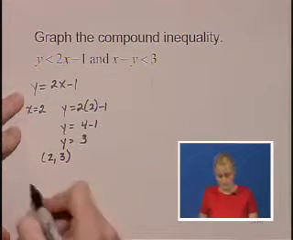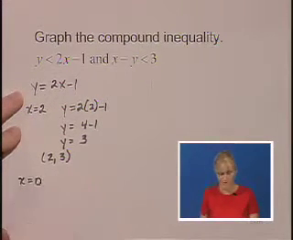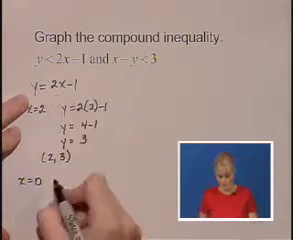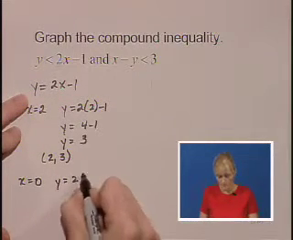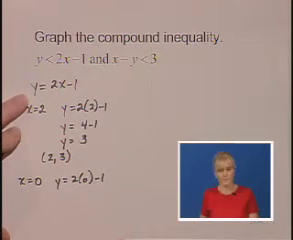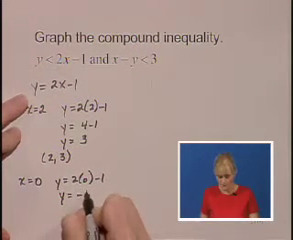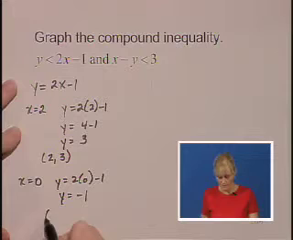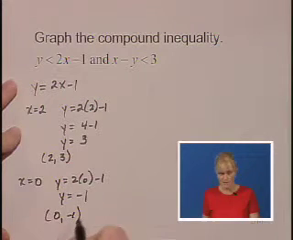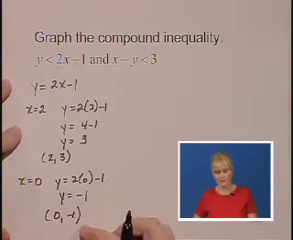Now we're going to let x be 0. We'll substitute that into our original equation. y is equal to 2 times 0 minus 1, and we'll have y is equal to negative 1. So our second point is (0, -1). These are to graph our boundary line.